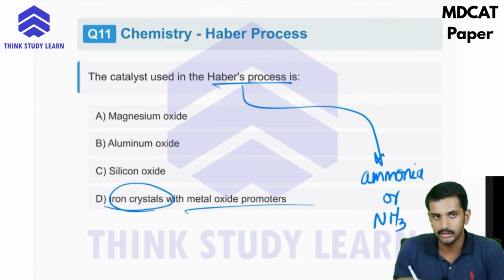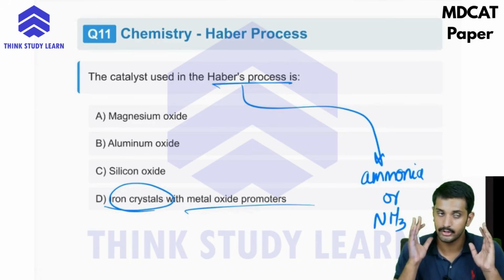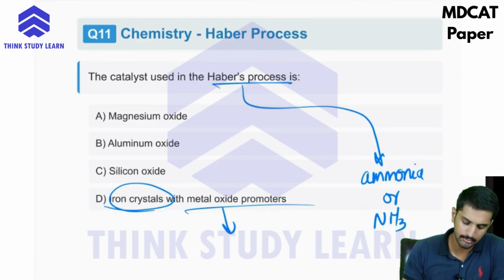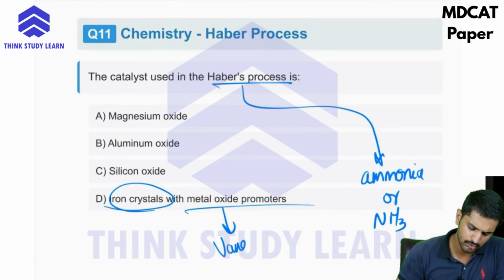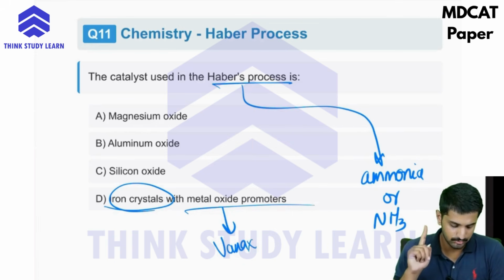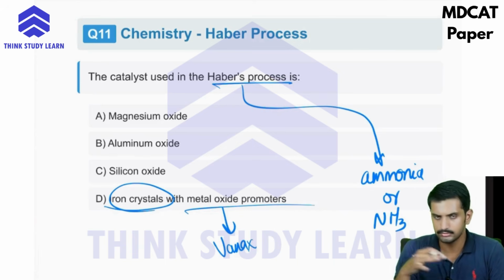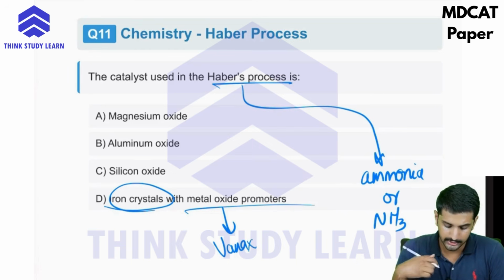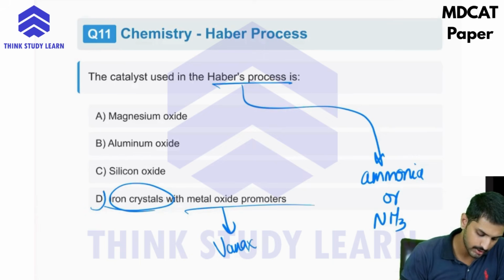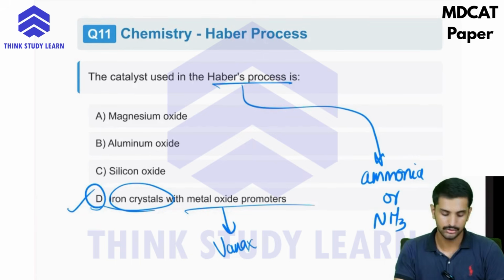This is something you have to memorize, and these metal oxide promoters are usually vanadium or chromium oxides. You don't have to remember that exactly, but the iron crystals is the main one, so be sure to memorize it. It is used, or iron fine particles. It could be either in the exam. So iron crystals with metal oxide promoters is the correct option for catalysts used in the Haber's process. So D is the correct option. Moving on to the next question.